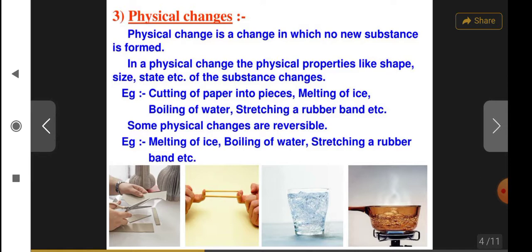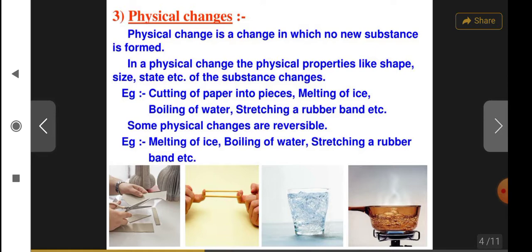In grade 6 we have discussed reversible and irreversible changes. Reversible changes are those changes which we can get back, which can be reversed, like stretching of a rubber band, or folding of paper. If we are folding a paper, then it is a reversible change, but when we are cutting a paper, then it is an irreversible change.